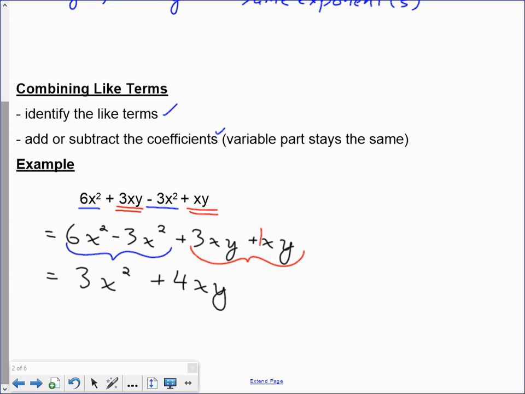So we're going to combine this idea of combining like terms or collecting like terms with the work that we did yesterday on the distributive property.